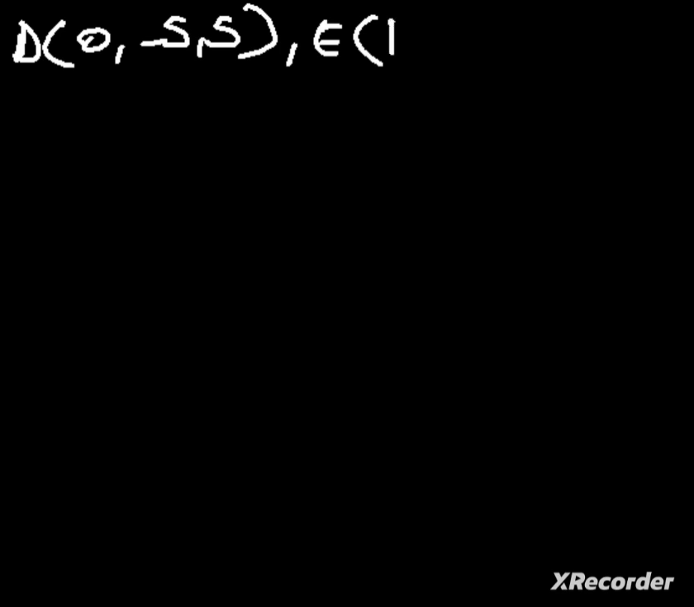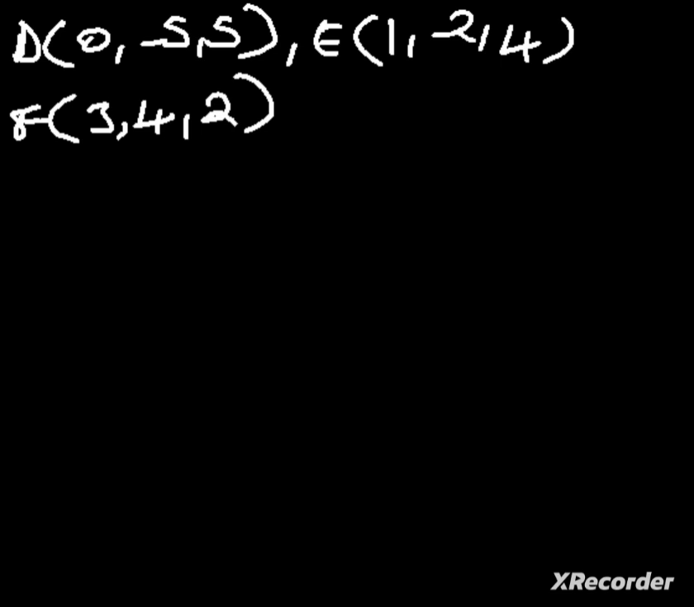Now, let's try to go over this one. How about if we have this case? Let's say we have a point D with coordinates 0, -5, 5, and a point E with coordinates 1, -2, 4, and a point F with coordinates 3, 4, 2.